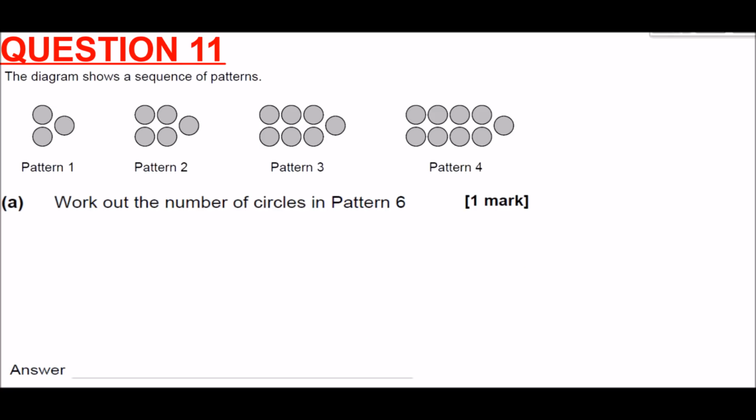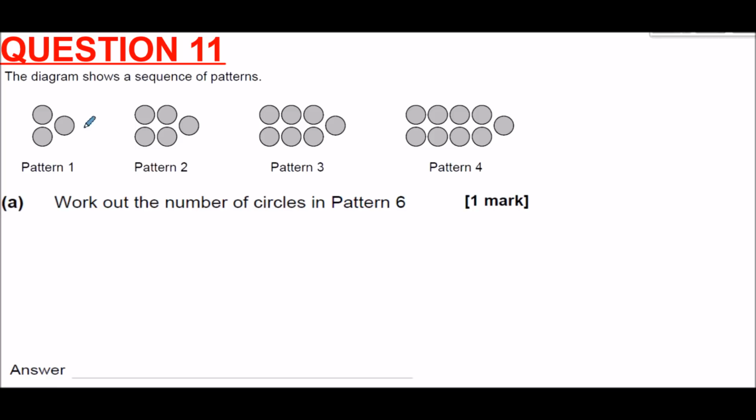Question 11. A diagram shows a sequence of patterns, and we have to work out for part A the number of circles in pattern 6. What it's always worth doing is making a note of the number of circles in each pattern you've been given to see if you can spot a pattern within the pattern, if that makes sense.